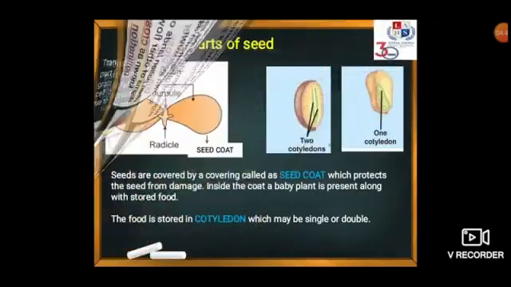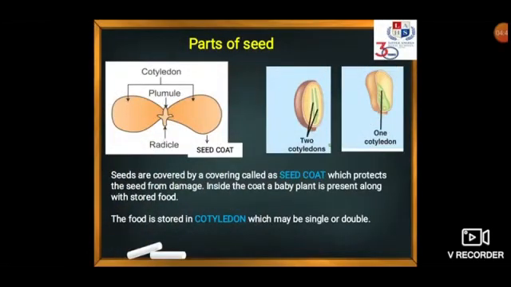Now, our next topic is parts of seed. What are the parts of seed? Radicle, plumule, cotyledon, and seed coat. Now, there is one question: why do we need a coat? A coat protects us. In the same way, a seed also has a seed coat which protects the seed from any external damage. Now, what is inside the seed that needs to be protected?